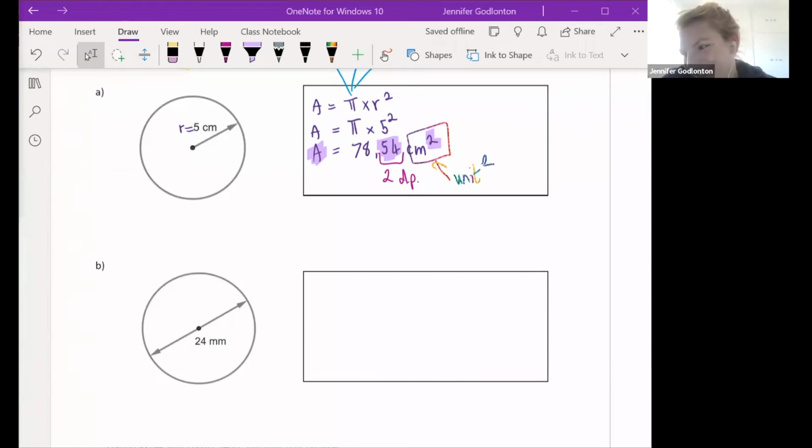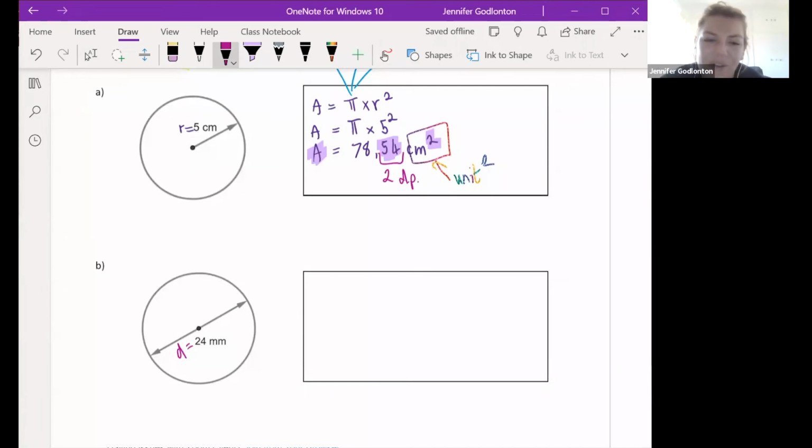I was saying that this is the diameter. Yes, it is absolutely our diameter. Nice job. Perfect. I feel like I'm going at a normal speed today. So this 24 here, that's our diameter.